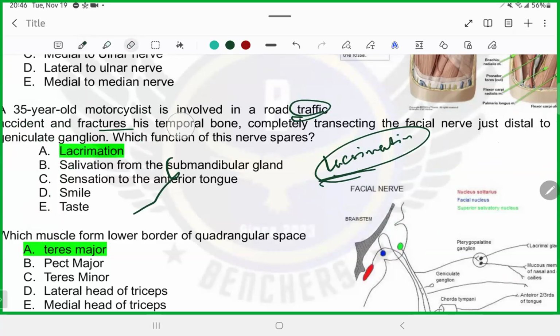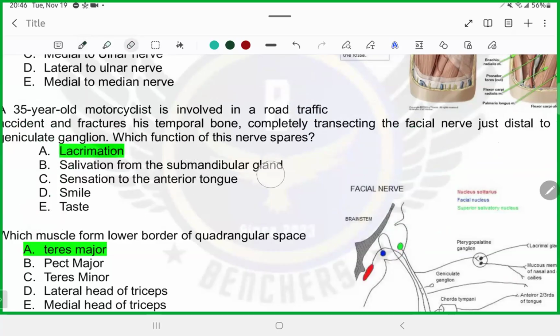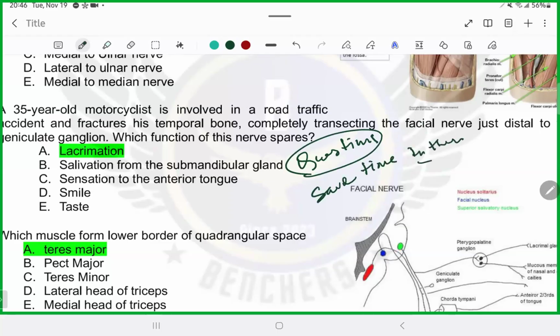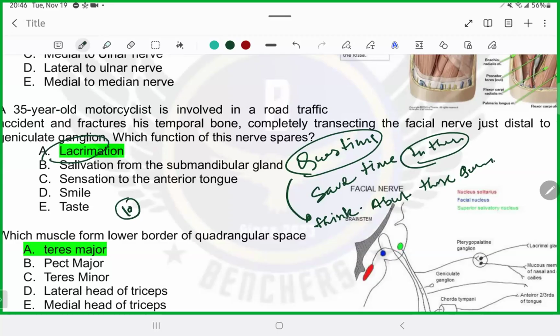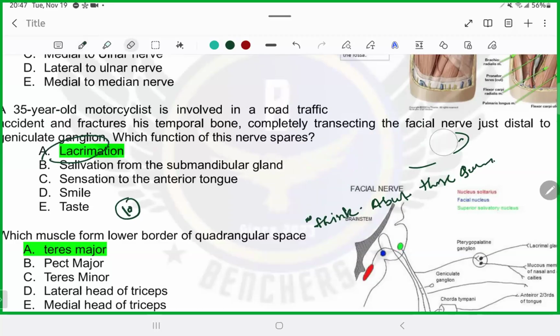So you don't need to read the stems, read other choices too. And why do we need that? Because there will be questions you will have no clues. So you save time in these questions, so you can think about those questions. You will need only 10 seconds to answer it.